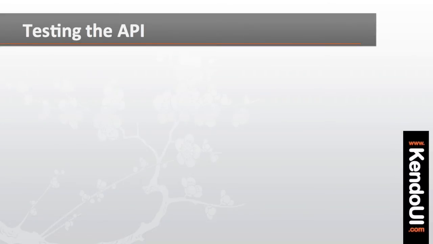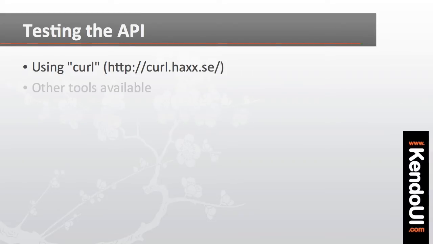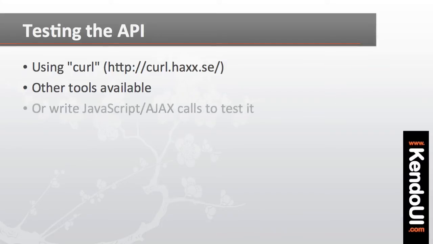To test my data API, I'm going to use a command line tool called curl. If you're not familiar with this tool, don't worry about it. There's a dozen great tools for testing API calls, including writing your own JavaScript or jQuery in a browser to make the AJAX call. Curl just happens to be my tool of choice for testing API calls.